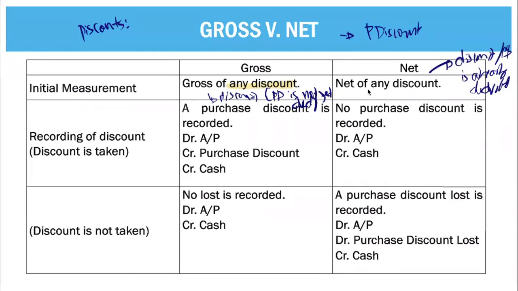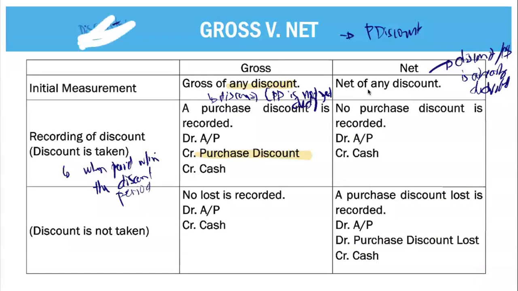Okay? So initial measurement, gross versus net. Under your gross, discount is not yet deducted. Net discount is already deducted. How do we record the discount when the discount is taken? When the discount is taken, we have here purchase discount. When can we say that the discount is taken again? When paid within the discount period. Okay? When paid within the discount period.